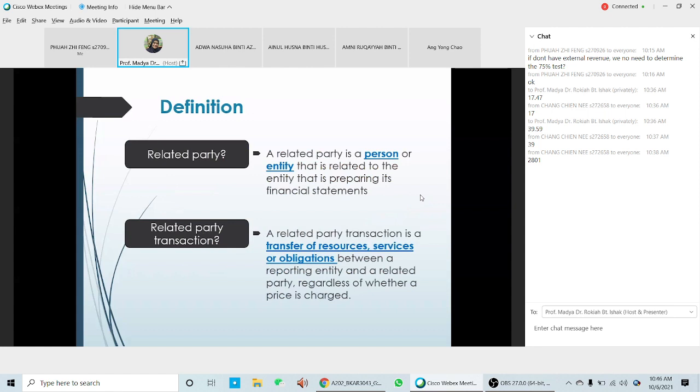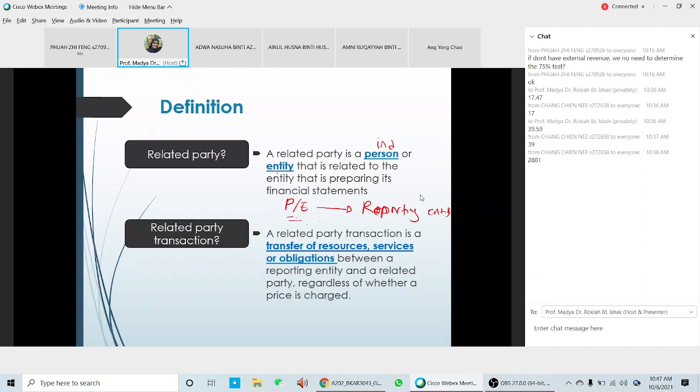Who is a related party? A related party here is a person, an individual or entity, that is related to the entity that is preparing its financial statements. So this is a person or entity that has a relationship with a reporting entity. Reporting entity. So that is a related party. Persons or individuals that have a relationship with a reporting entity.